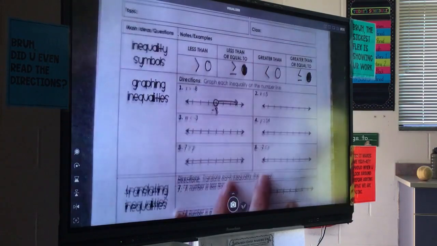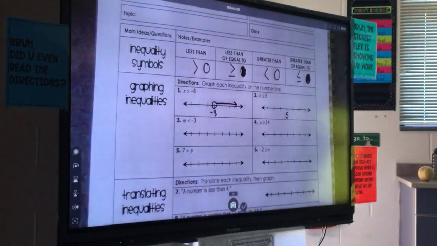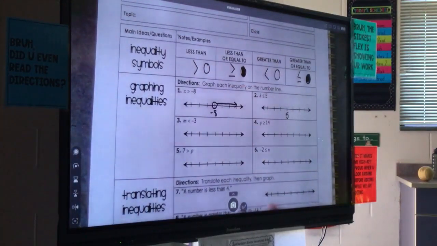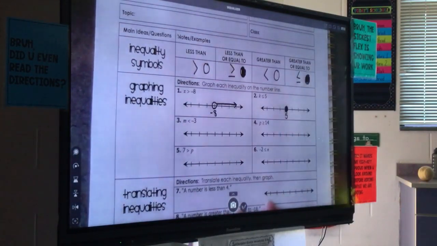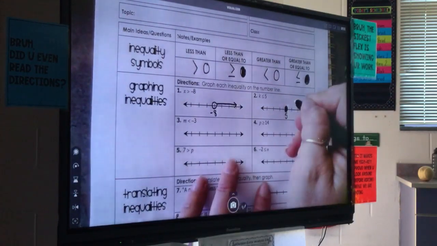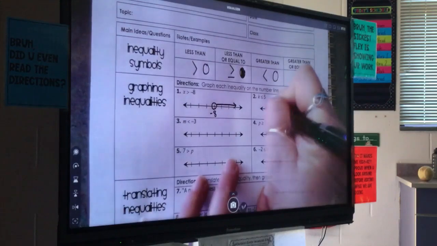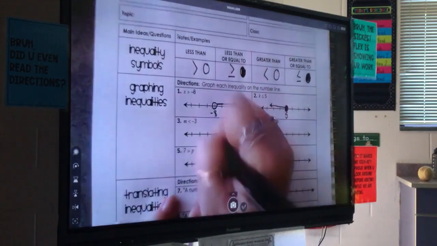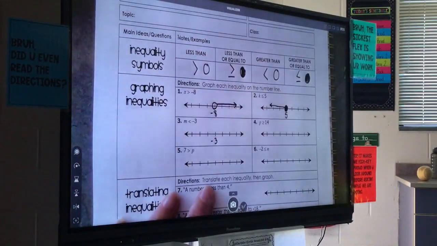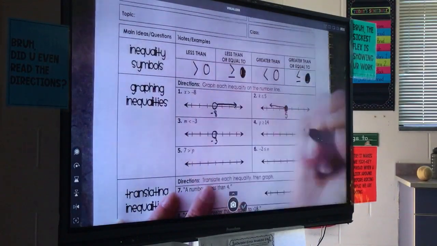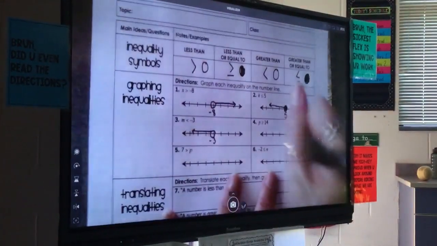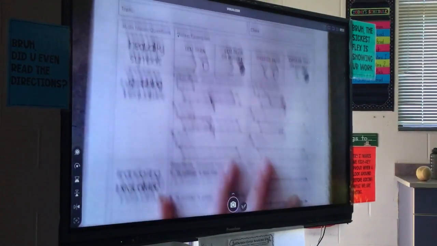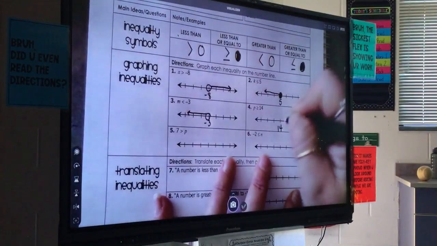All right. Tell me what type of circle I'm using and which direction it's going for number 2. K is less than or equal to 5. Okay. What about M is less than -3? Open or closed circle? In which direction is it going? All right. P is greater than or equal to 14. Open or closed? In which direction? And which way?